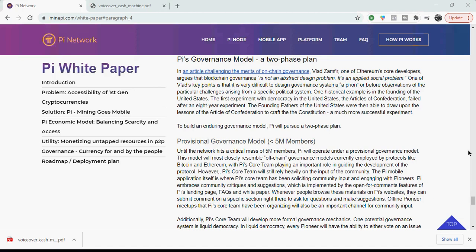Pi Network's Pi White Paper, Part 5 of 6.